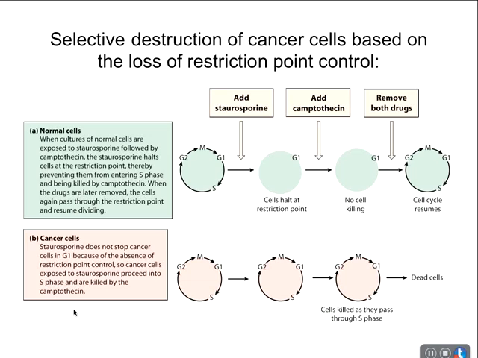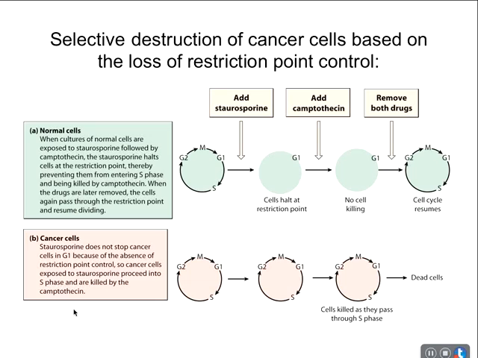So here's what they did in this study. They took normal cells. They exposed them to staurosporine, which halts cells at the restriction point. So all cells should now be at G1, waiting for that ability to get through the restriction point. They then expose them to camptothecin. That's going to kill off any cell that's in the S phase. But are there any normal cells in the S phase? No. So the cells are fine. If you remove both drugs, the cells are fine. They go back to their normal cell cycle.